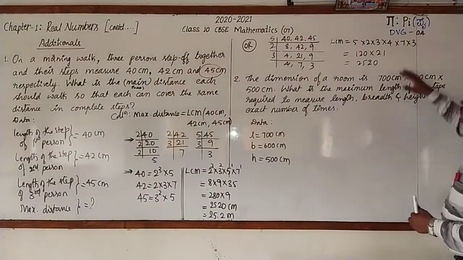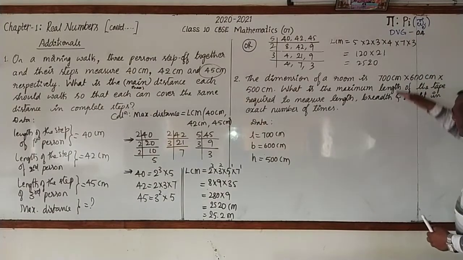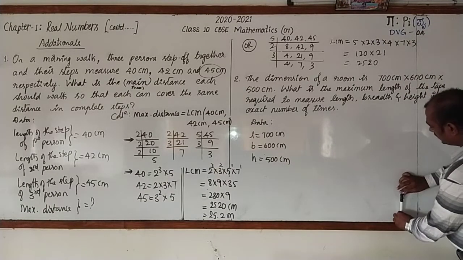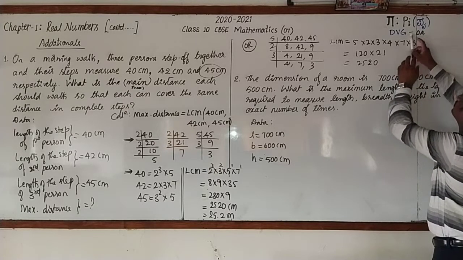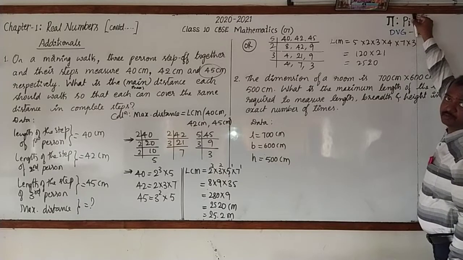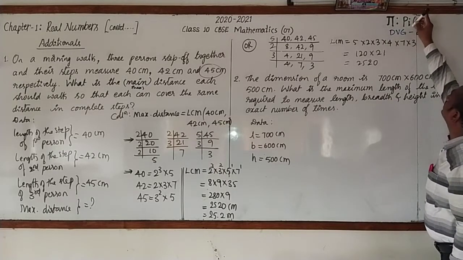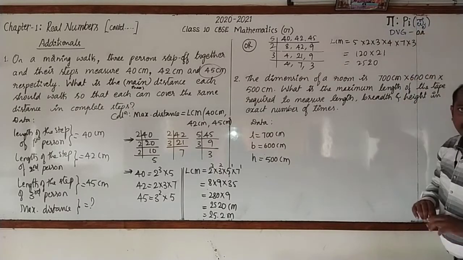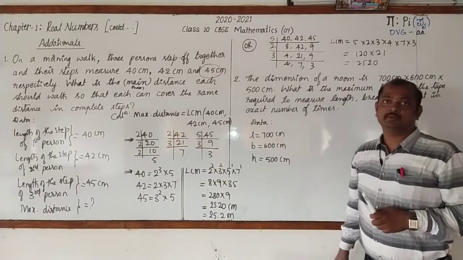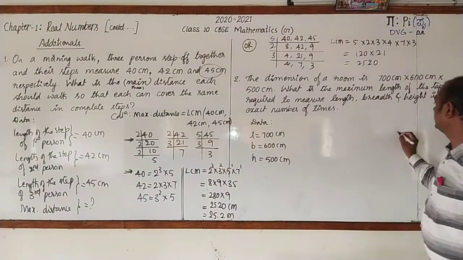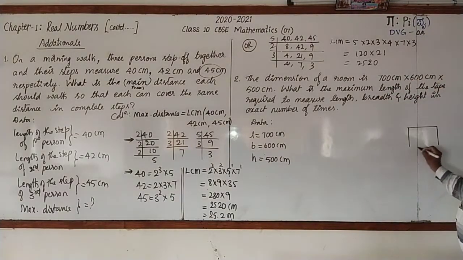Suppose this is the length of the room. If you take the tape and measure, it should complete in an exact number of times, not come out half like this. Clear? Then the maximum length of that tape is to be found out. Just for the sake of understanding I am drawing a room. This is the length, this is the breadth, and this is the height. Already we have written that.